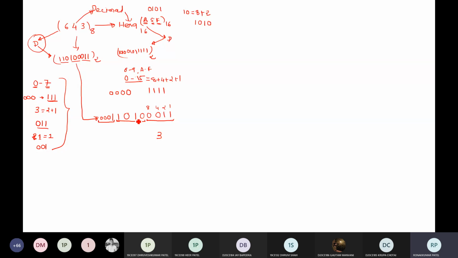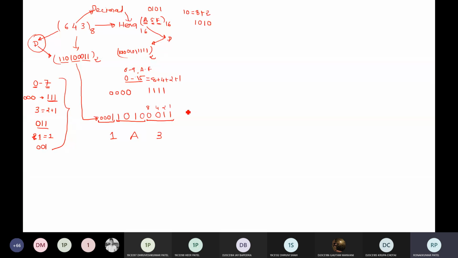And how do we write 10 in hexadecimal? A. And 0001 is 1. So the hexadecimal representation of this is 1A3 base 16. So this way you can convert your octal number into hexadecimal.